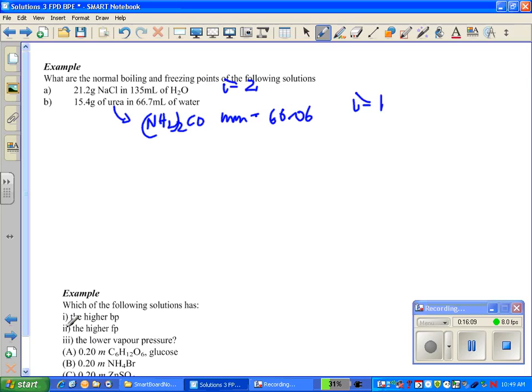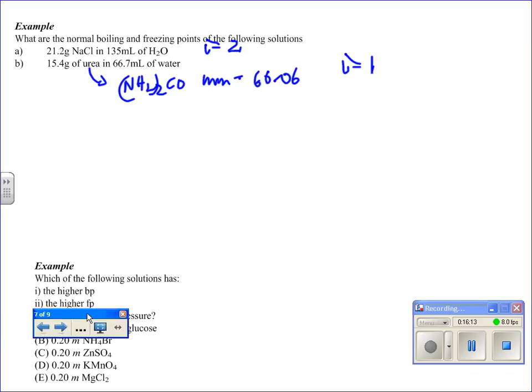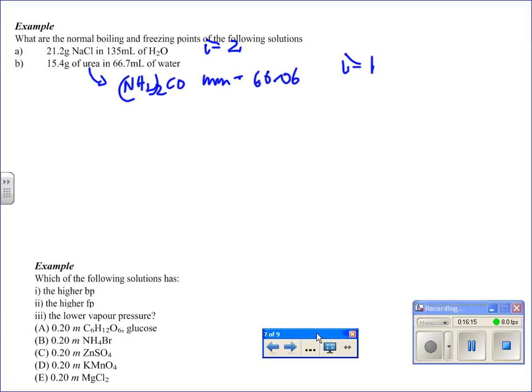In this example here at the bottom, okay, it's a multiple choice question with multiple parts. So we want to know out of these substances listed which one is going to have the higher boiling point, the higher freezing point, and the highest vapor pressure.